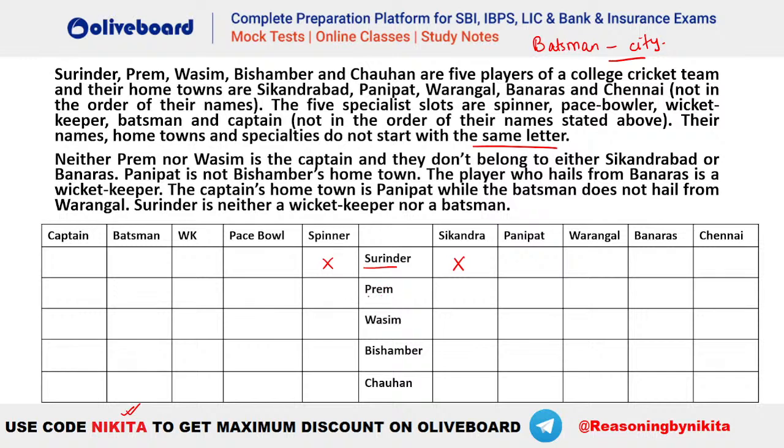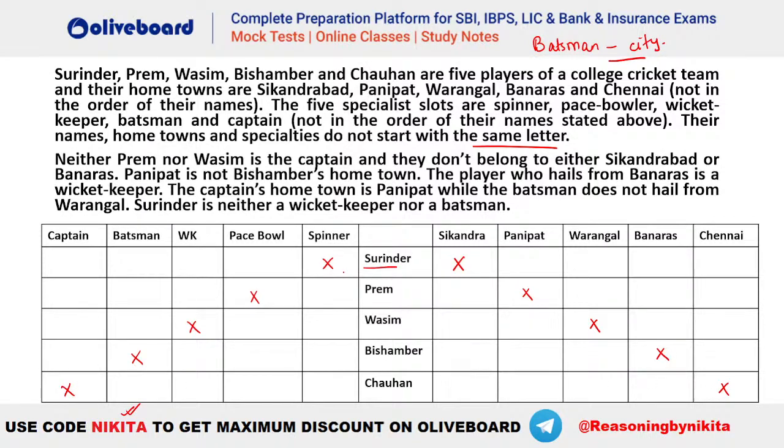Shravani, very good morning. Similarly, Prem should not be from Panipat and he cannot be a pace bowler. Similarly, Wasim cannot belong to Warangal and he cannot be a wicket keeper. Bishambar cannot be from Banaras and neither can he be a batsman. And similarly, Chauhan should not be from Chennai and he should not be captain.